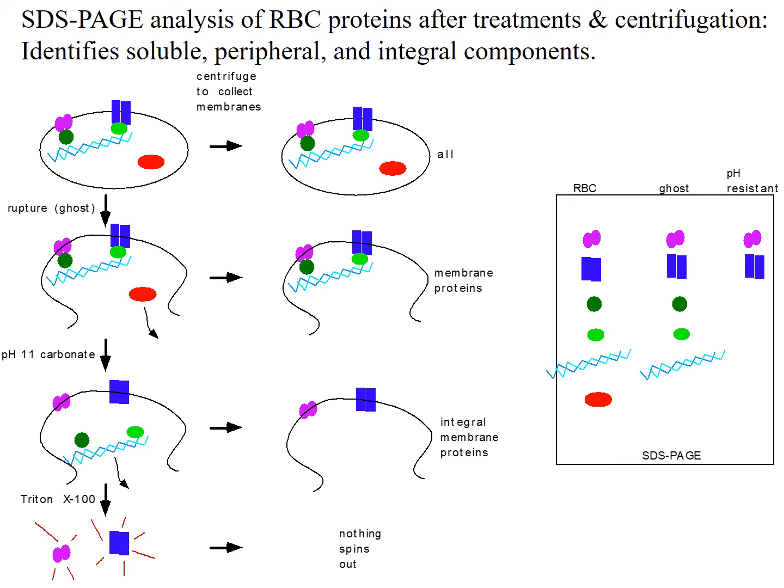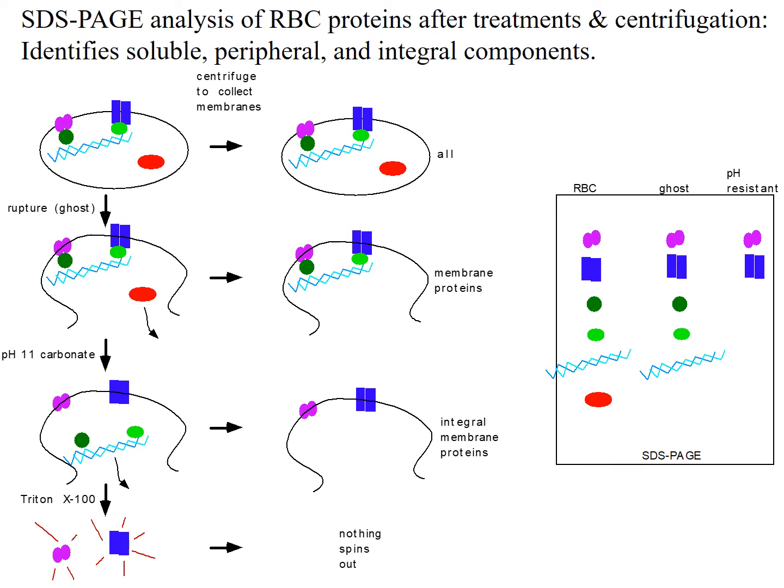So if you do a ruptured ghost and look at the proteins left, these are the membrane proteins, either trans or peripheral. If you do pH 7 carbonate, you find only the transmembranes here. And when you add detergent, nothing spins out because you've released all the proteins. So now under these conditions, you can run these. Here's a ghost. Notice red is gone. And then the pH 11 carbonate, they call it pH resistant right here.